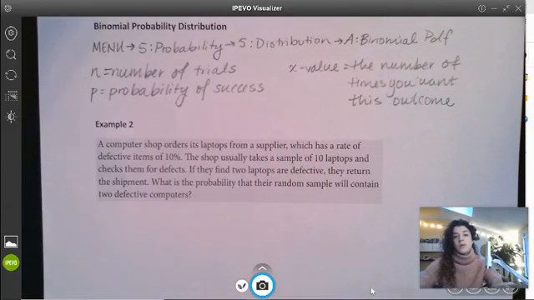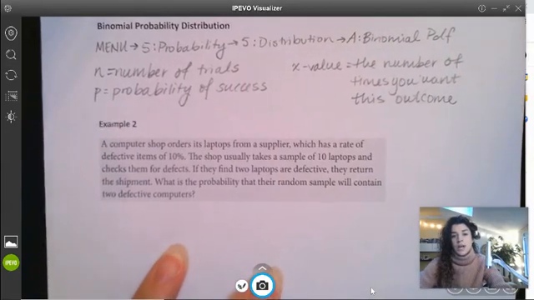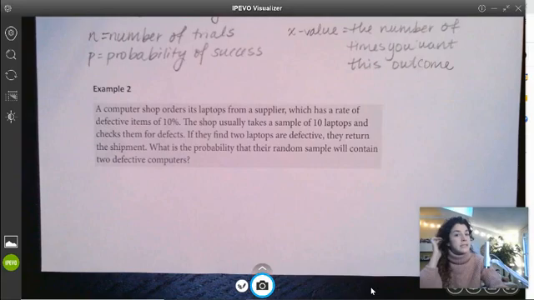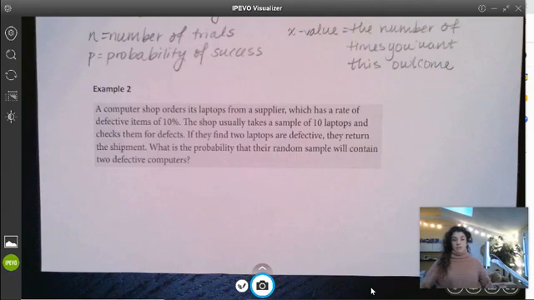A computer shop orders its laptops from a supplier, which has a rate of defective items of 10%. The shop usually takes a sample of 10 laptops and checks them for defects. If they find 2 laptops are defective, they return the shipment. What is the probability that the random sample will contain 2 defective computers?